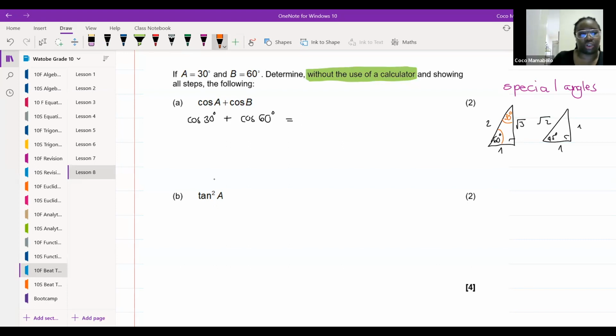Anatita, that is not correct. You can only do that if we go cos of 30 plus 60. Then you can say that this is equal to cos of 90, which is consequently equal to 0. But in this case, no. We have to evaluate cos of 30 on its own and cos of 60 on its own.